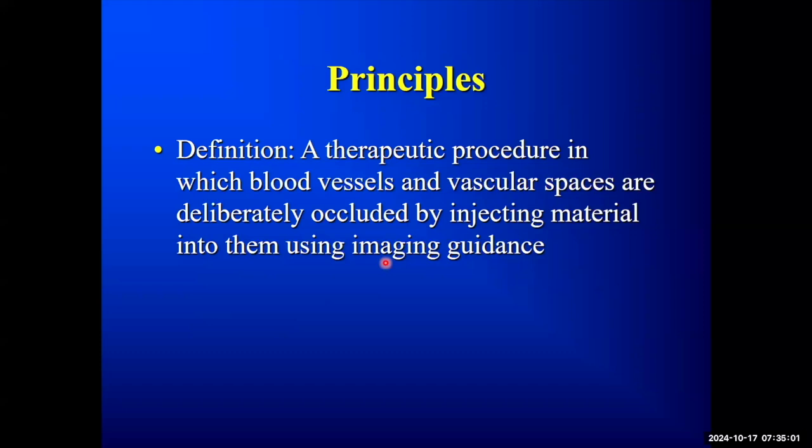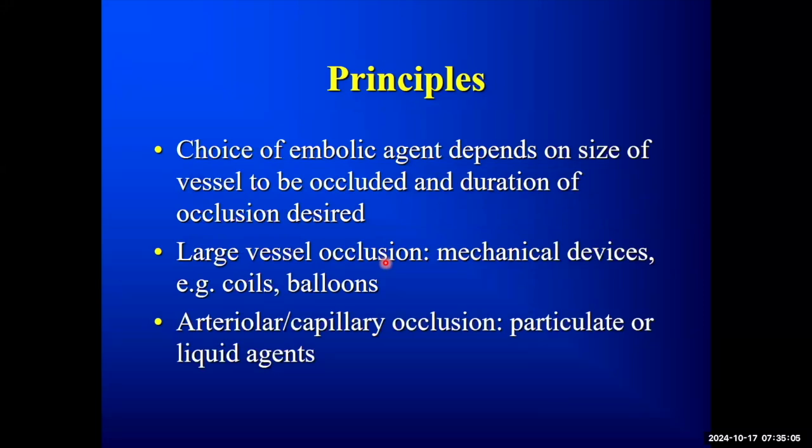So principles really: how do you decide what agent to use? That depends upon the size of the vessel to be occluded and the duration of occlusion desired. For large vessel occlusion, you often might use a mechanical device. At the arterial level, typically we would use a smaller agent. The ideal embolic would be sterile, non-toxic, non-allergenic, inexpensive, widely available, pretty opaque, and easily delivered. I think we all know that we don't exactly have that. We do have a lot of really great agents and devices. We need to be very careful about general principles and decide which device to use.